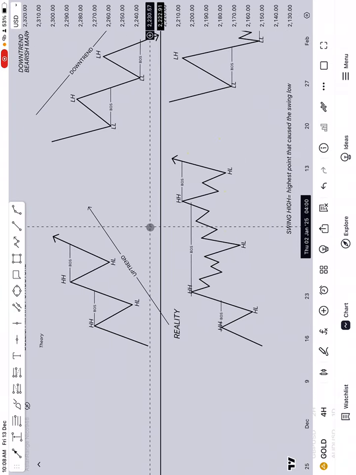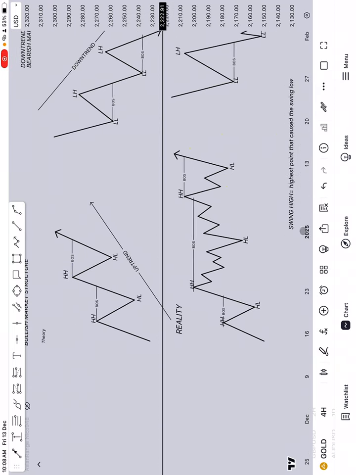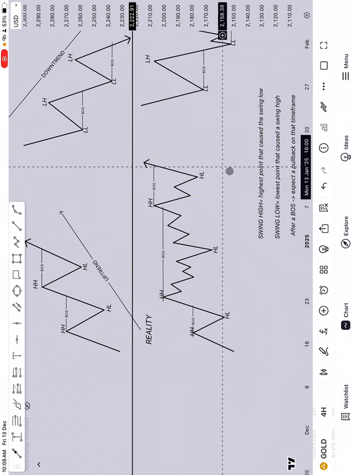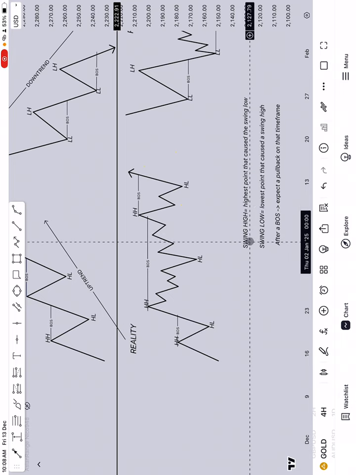That's why I want to use this as an example. This is the reality. In a real market, it's going to look a little bit complex. So remember, these are some few things you need to actually keep in mind.